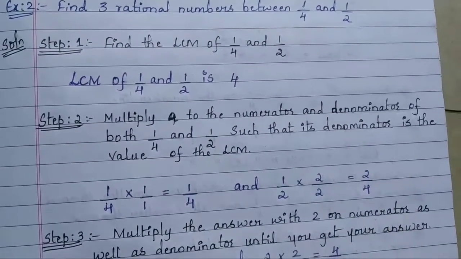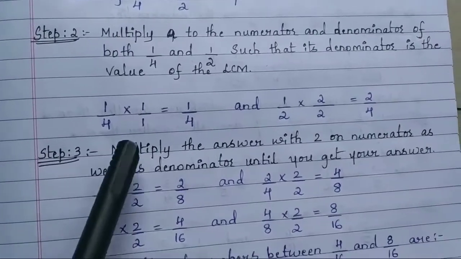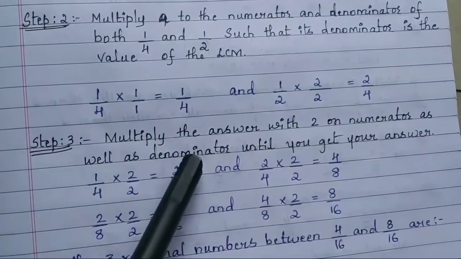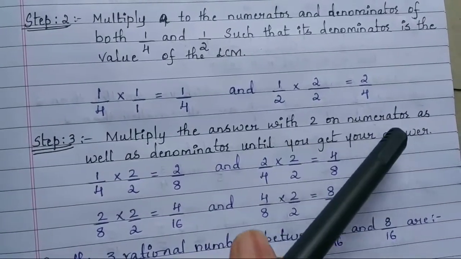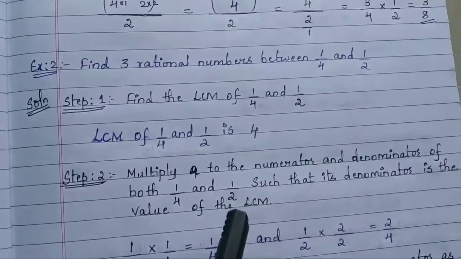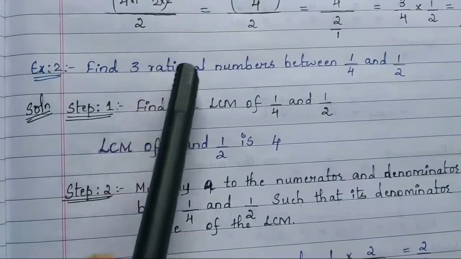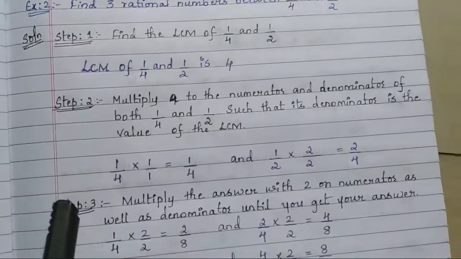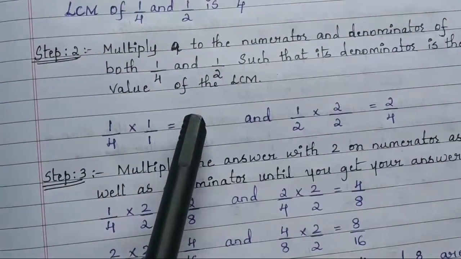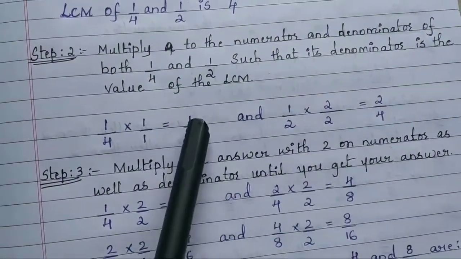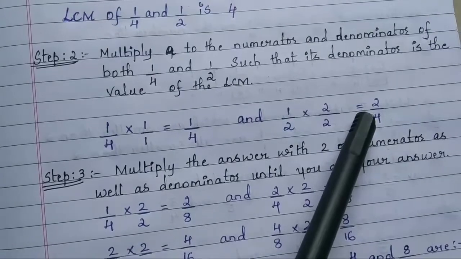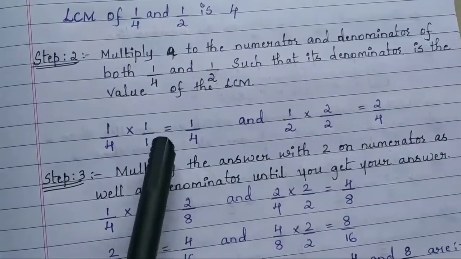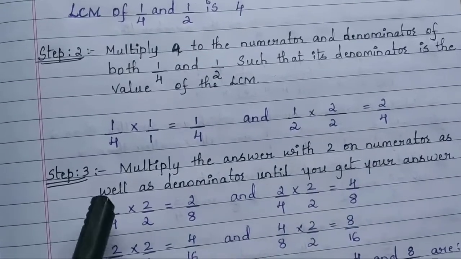Okay, this is step 2. The next step is to multiply the answer with 2 on the numerator as well as the denominator until you get your answer. Here we need 3 rational numbers between 1 by 4 and 1 by 2. We have 1 by 4 and 2 by 4. Do we have any middle number between these two? No, we do not have any number between 1 by 4 and 2 by 4.